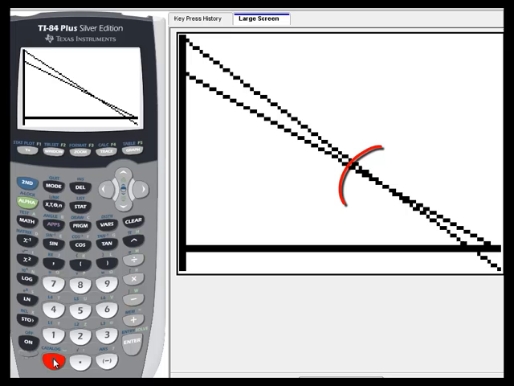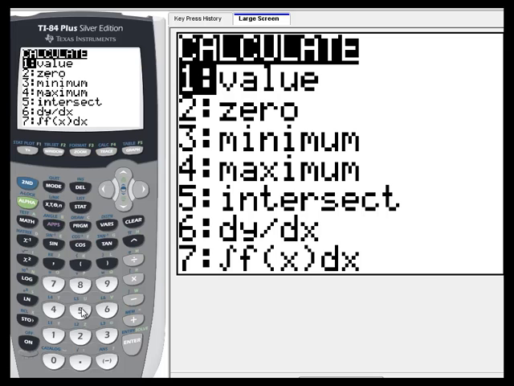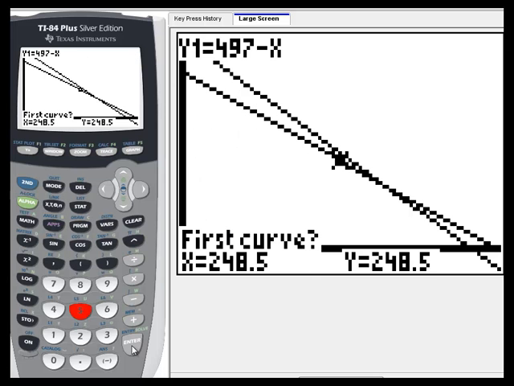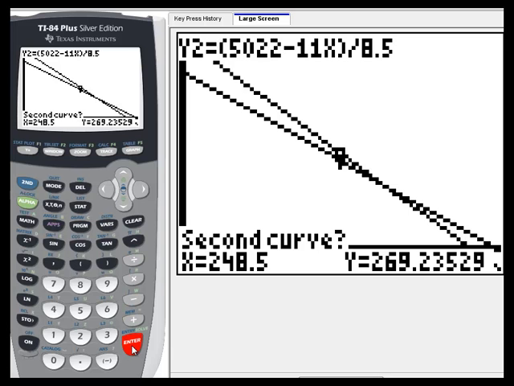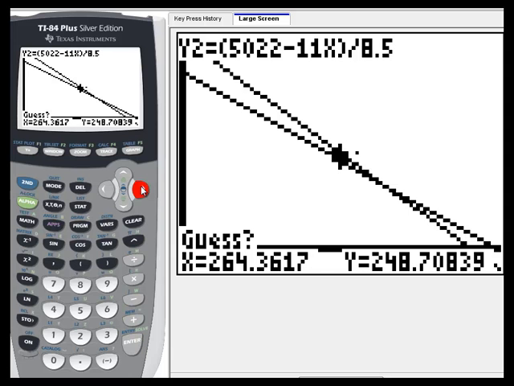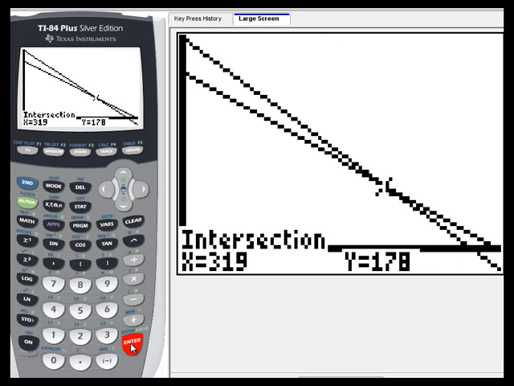Okay, looks like our system of linear equations has a single point solution there. Let's go get it. Second, calculate, intersect. Okay, that's our first curve, that y1. That's our second curve, that y2. For a guess, move that graph cursor over a little bit there, about there, enter. Okay, we have these numbers here for x and y.